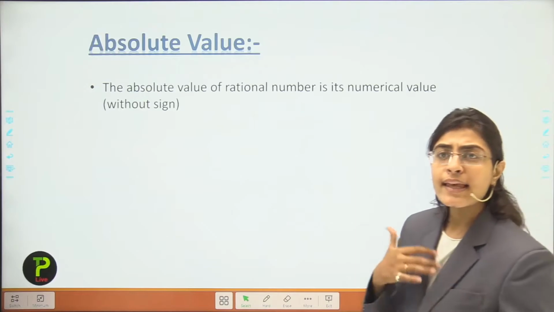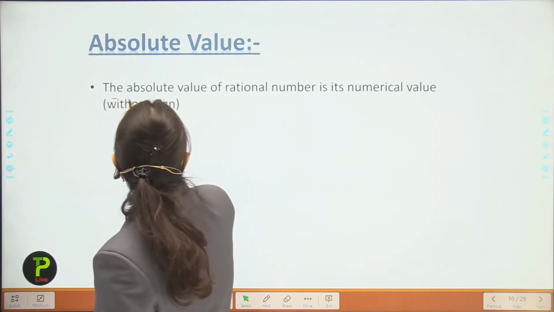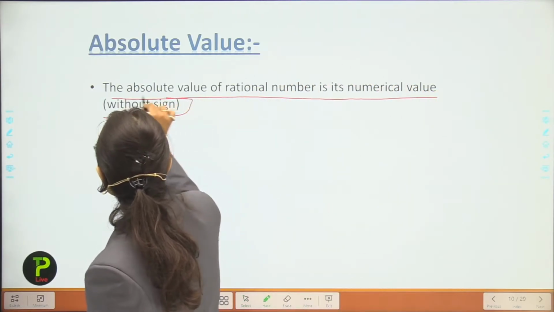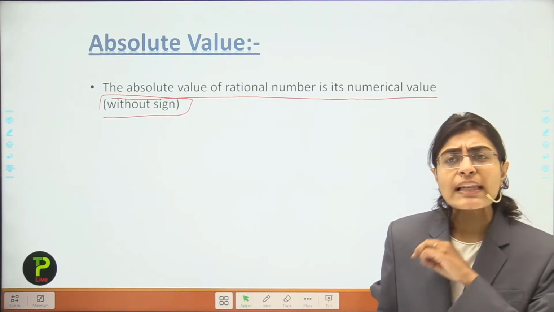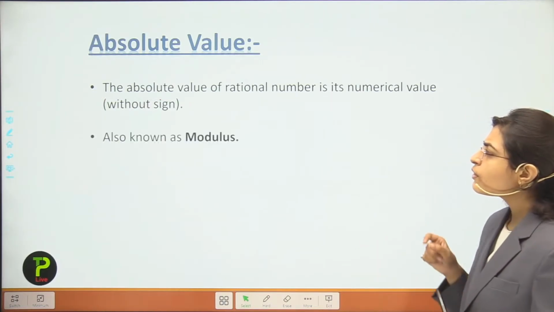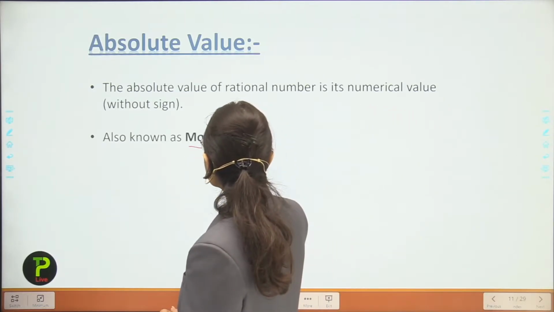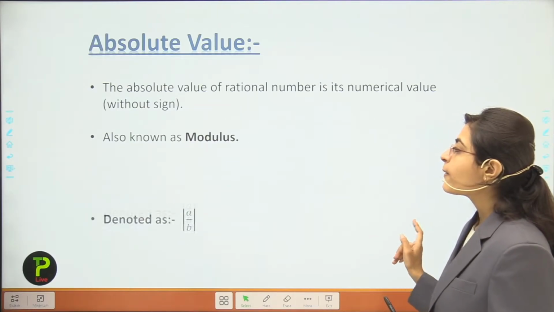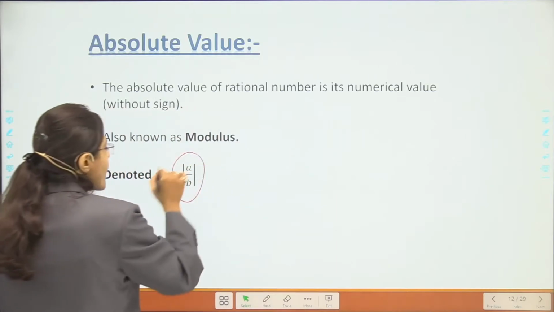So our next topic is absolute value. The absolute value of a rational number is its numerical value without sign. Numerical value without sign, that is, we are least concerned about the signs. They are also known as modulus, the other name of absolute value. They are denoted as mod of a by b. That is the form we denote.